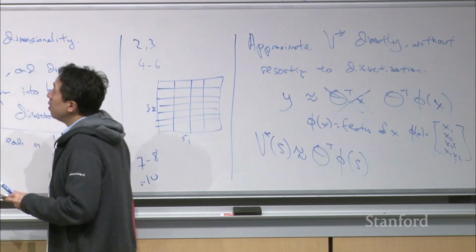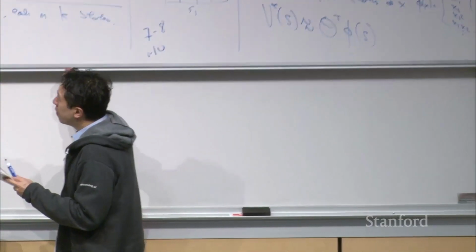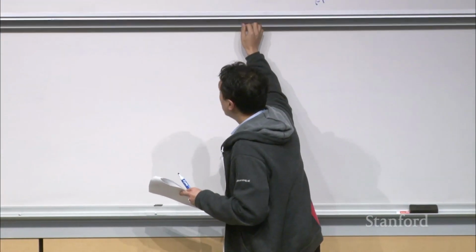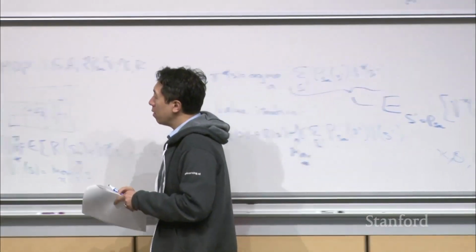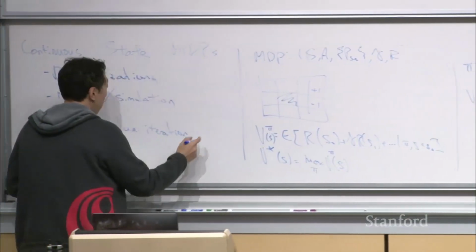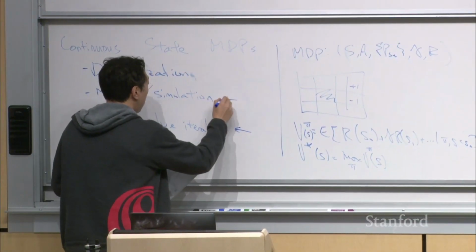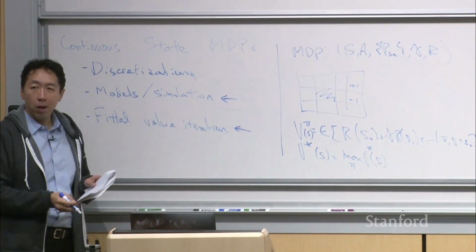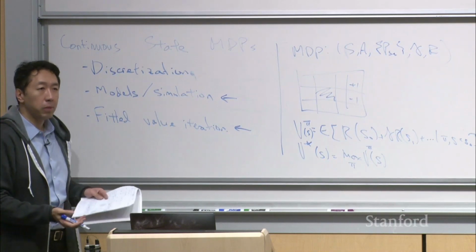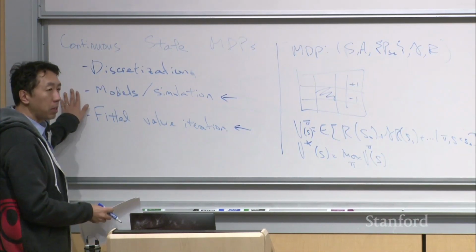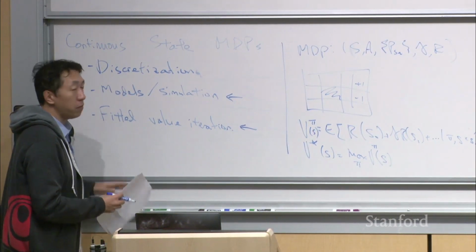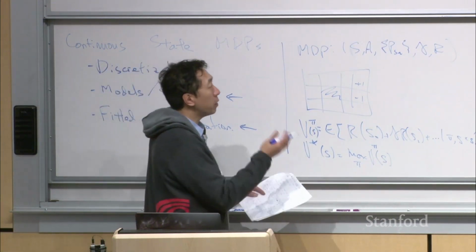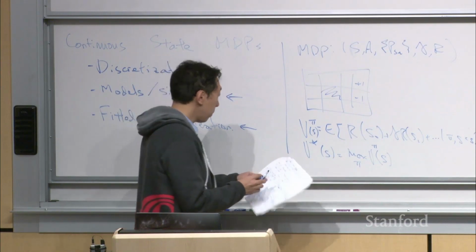Now, in order to derive the fitted value iteration algorithm, it turns out that fitted value iteration works best with a model, with a simulator of the MDP. So let me describe what that means and how you get a model, and then we'll talk about how you can actually implement the fitted value iteration algorithm and have it work on these types of problems.